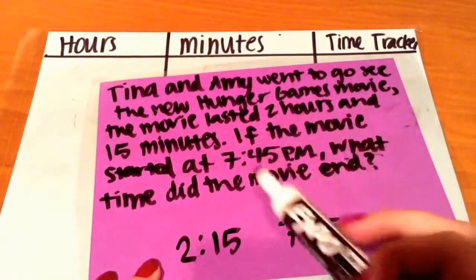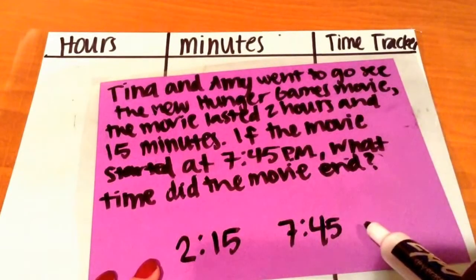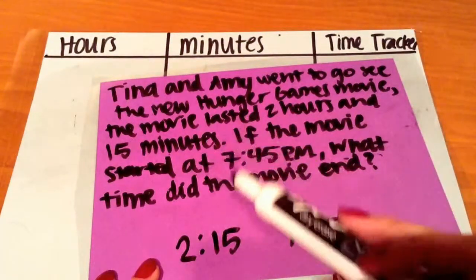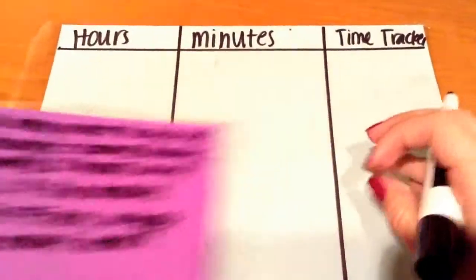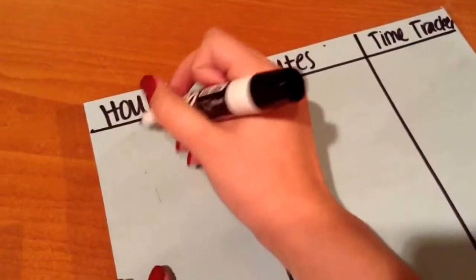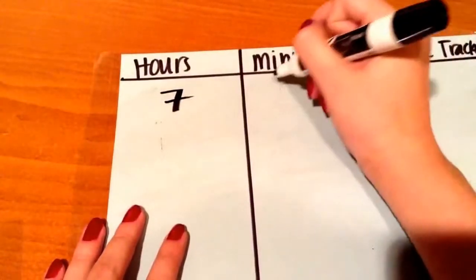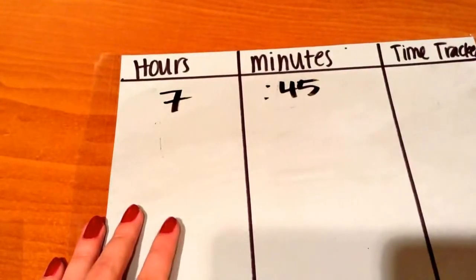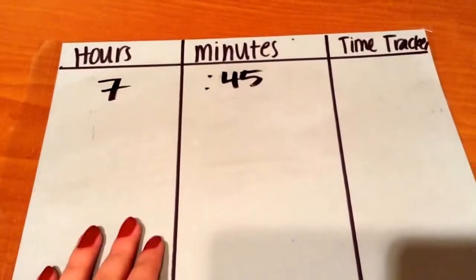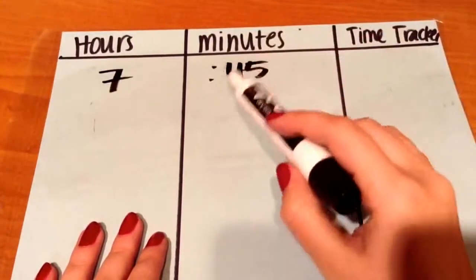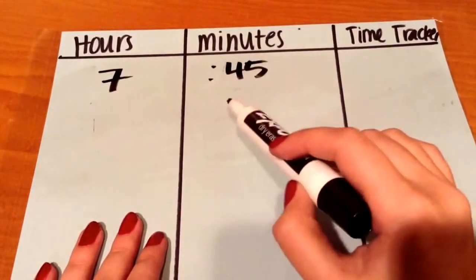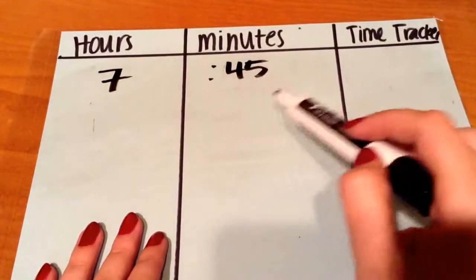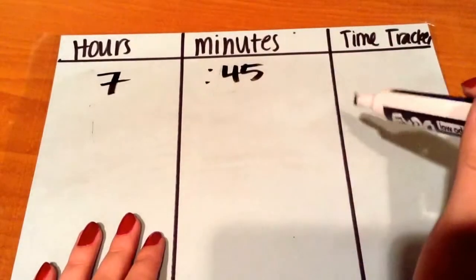So are we going to be adding time or subtracting time? Adding, right, because we want to see after 2 hours and 15 minutes, what time did Tina and Amy leave the movie theater? So we're going to start with 7 hours and 45 minutes. Now, who remembers how many minutes equal an hour? Right, 60. So if I were to have 60 minutes, would I write 60 minutes right here? No, I would write 1 hour. I would write 1, 0, 0. So let's get to solving this problem.